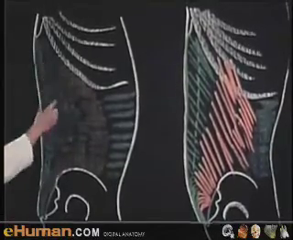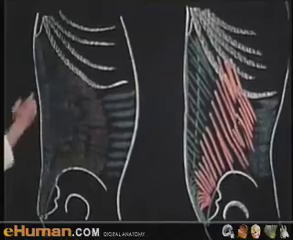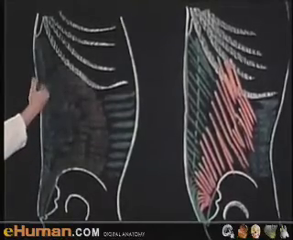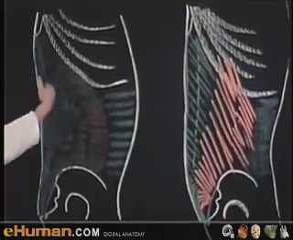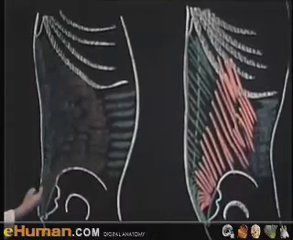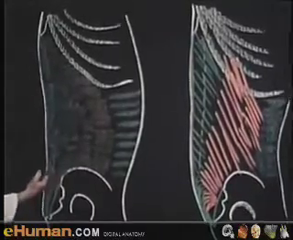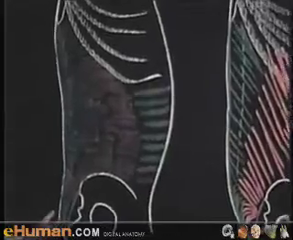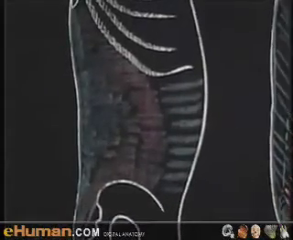Remember that the upper part of the aponeurosis passes behind the rectus abdominis, and this arrangement persists until we get to about the level of the anterior superior iliac spine, and then it passes in front of the rectus abdominis.